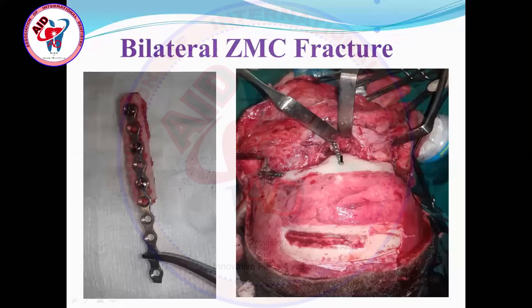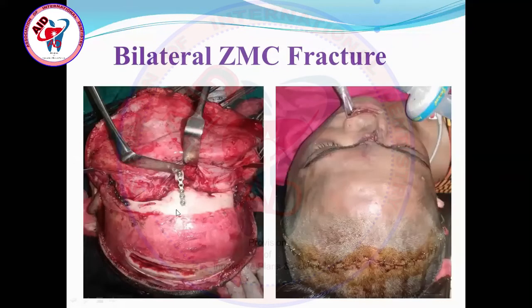Used over there on the frontal bone. And these are the sides of the plates which are fixed on at the lateral orbital rim area. And this is also part of view of the same patient. This is after suturing of that coronal flap.